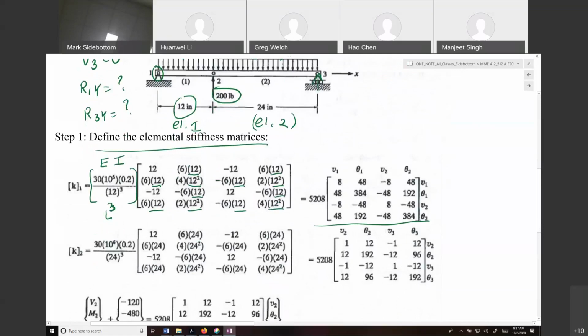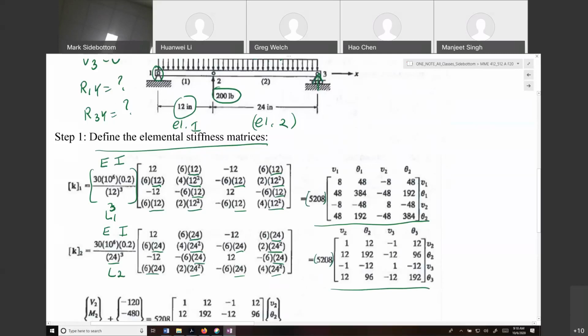We can repeat the process for the second matrix here, where E is the same and I is the same. The only thing that's changed is the length is doubled. The length of element 2 is 24 inches. So let's plug that into our equation, and we end up solving for the stiffness matrix for K2. Notice we've factored out a common coefficient here.